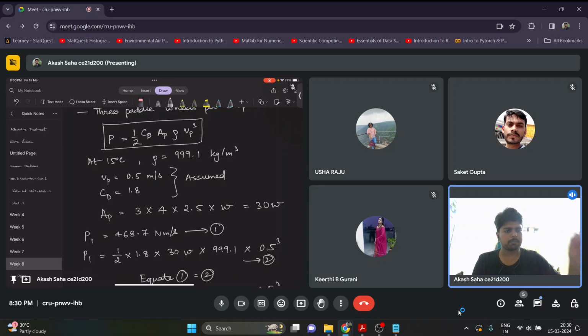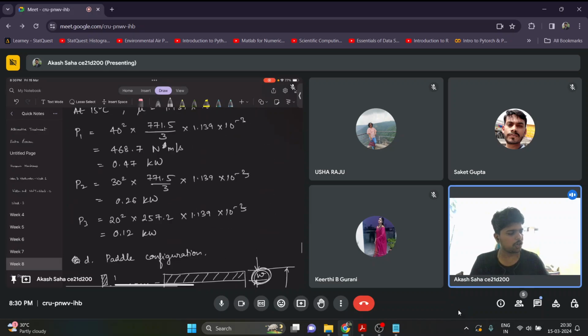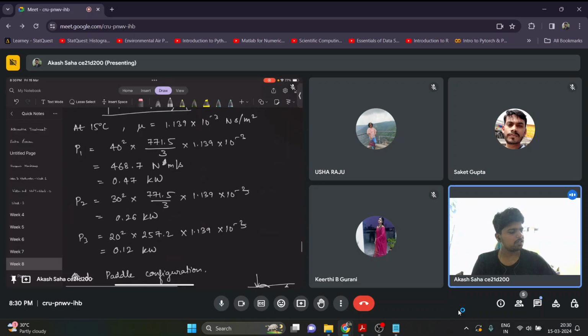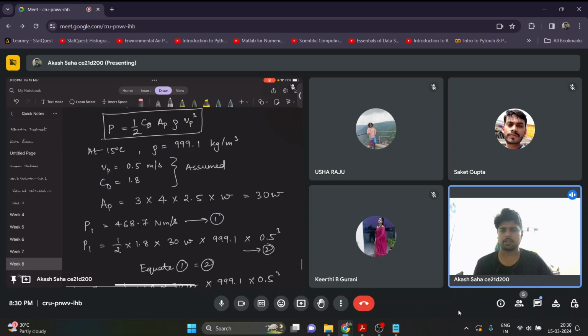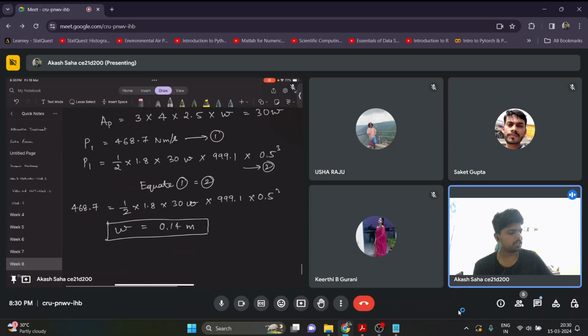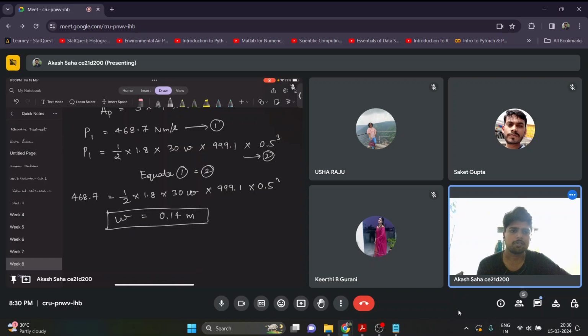Then the power requirement which we got from the earlier section, we use the same power here and equated it to the other power equation. So from that we will get the width of the paddle.